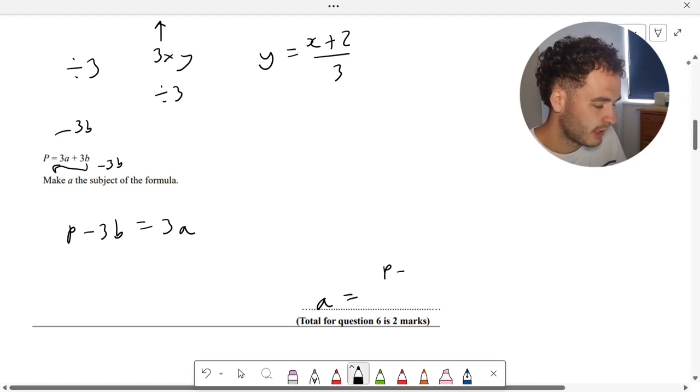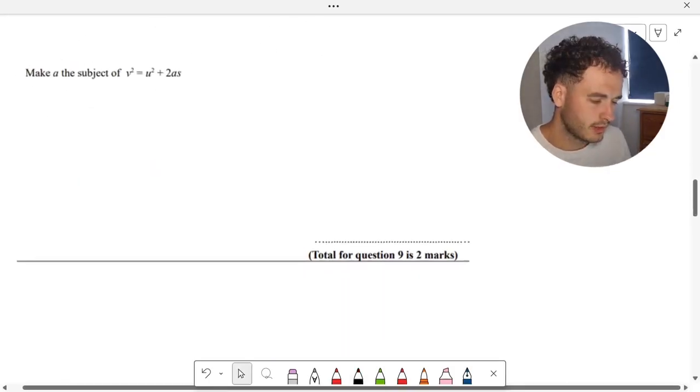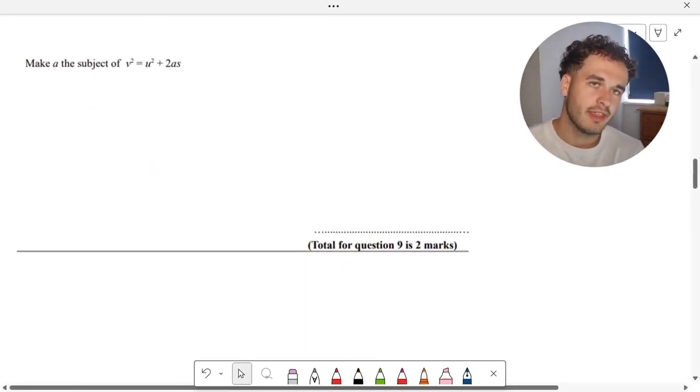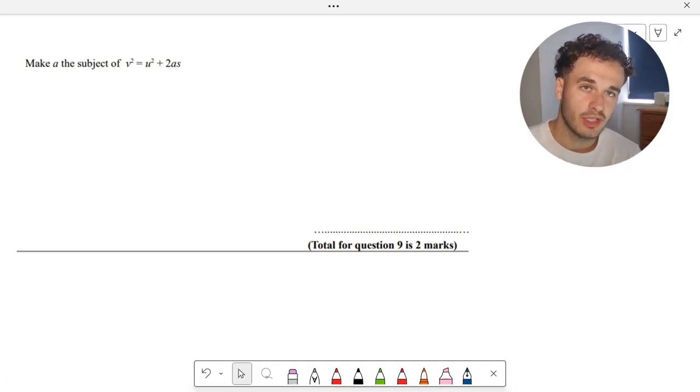A equals P minus 3b divided by 3. Wonderful. Right. Getting a little bit more tricky now. This is probably grade 5 standard. There are 2 sections of this video. There is going to be a higher section as well, but I'm going to talk about that in a minute. If you are foundation, still stay here. You need to know this.